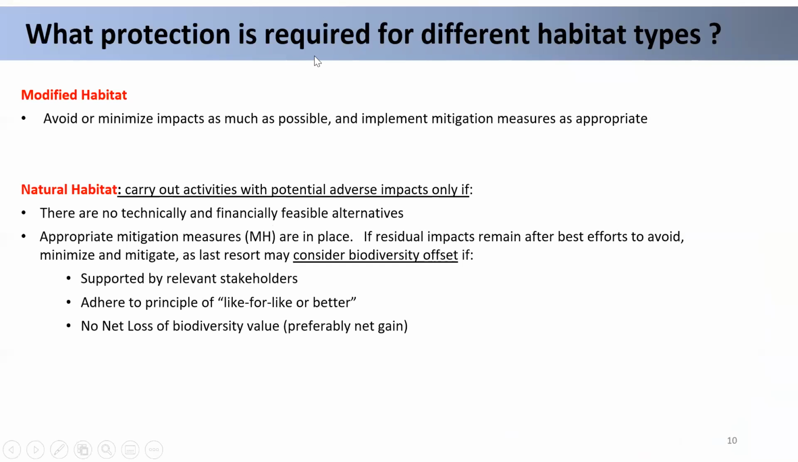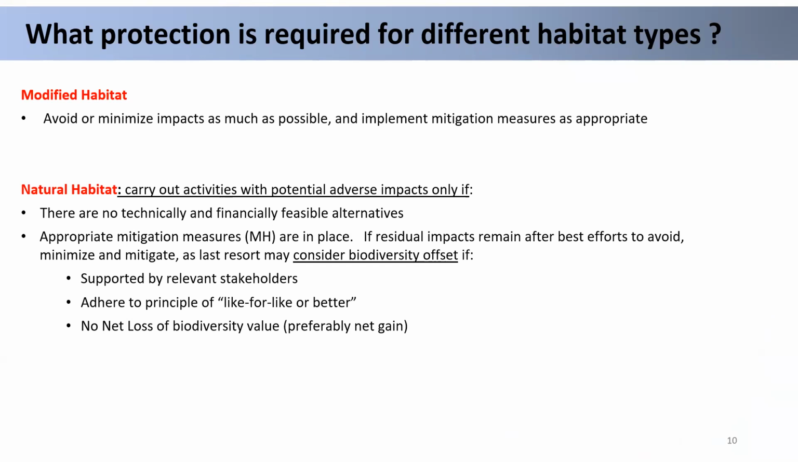So just before I go into what protection is actually required for different habitat types, I just wonder if anybody has questions so far. You don't have to, but if you do, please don't shy away. If not, we can continue.